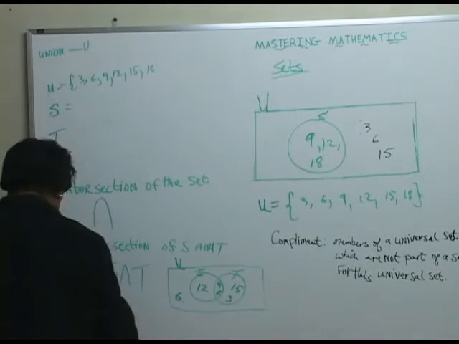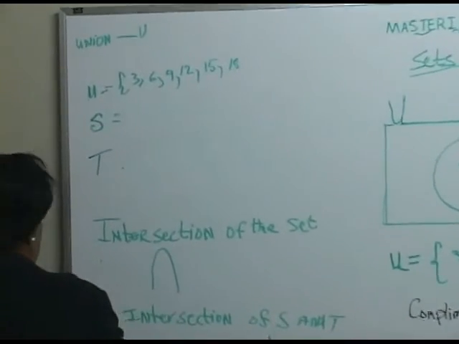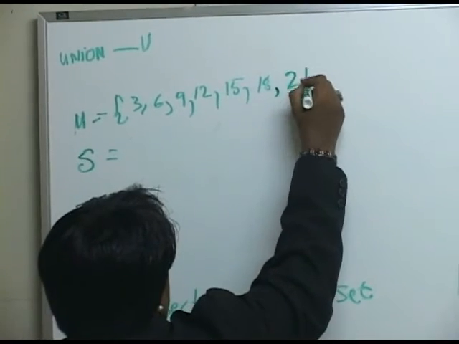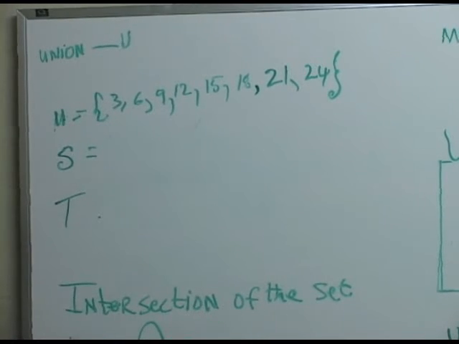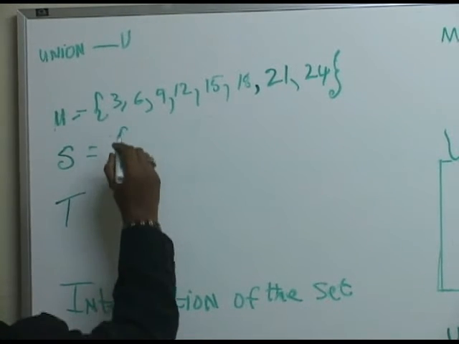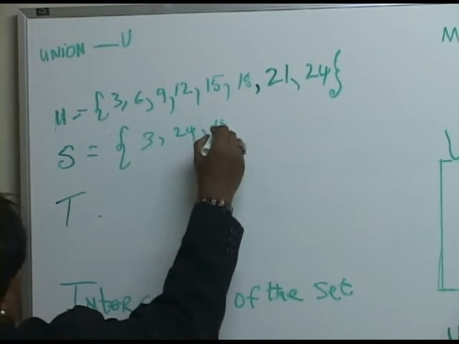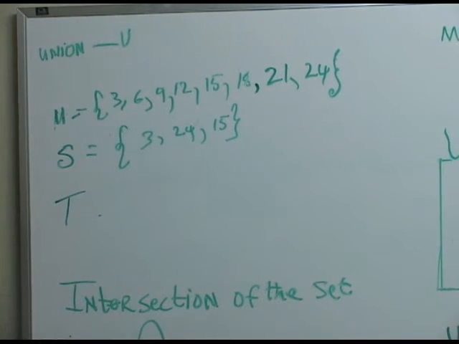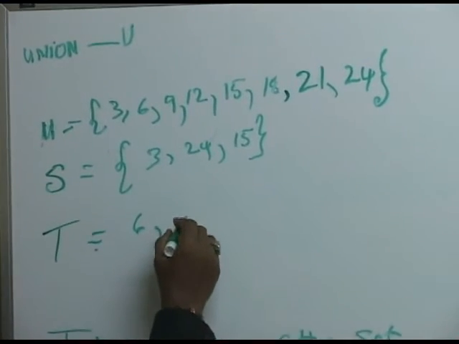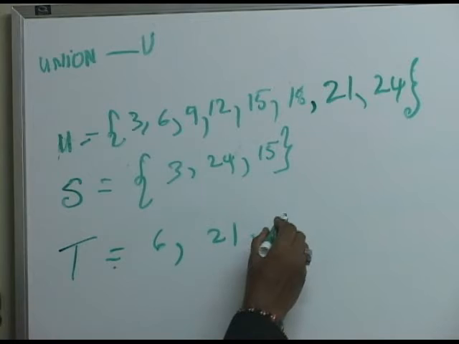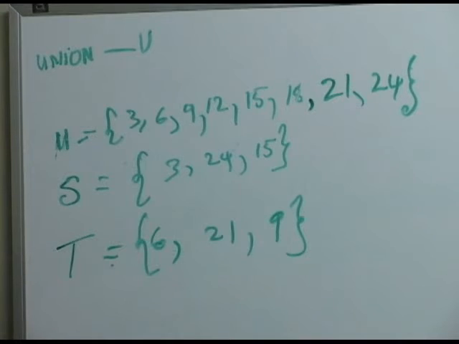Let's extend this a little so that we get a variety. Then we can have 21 and we can have 24. Now we can have the set S equal to 3, 24, and we can give it 15 too. And we can also have T, equal to our 6, our 21, and our 9. They're coming from the same universal set.